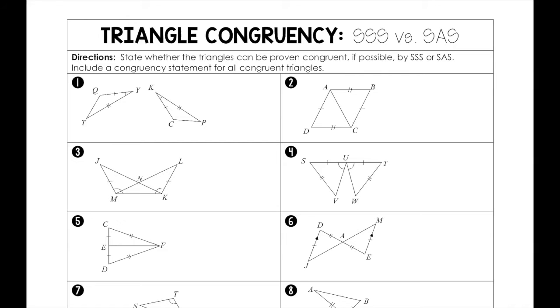That's the donkey. We have a different one for that. It's called hypotenuse leg, but it's only in a right triangle.